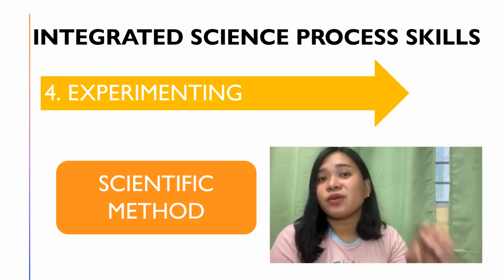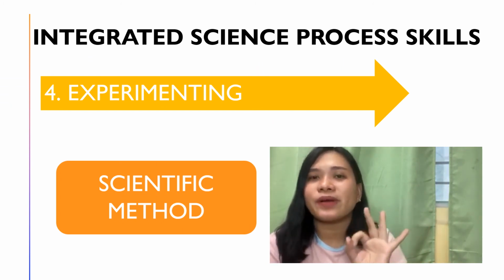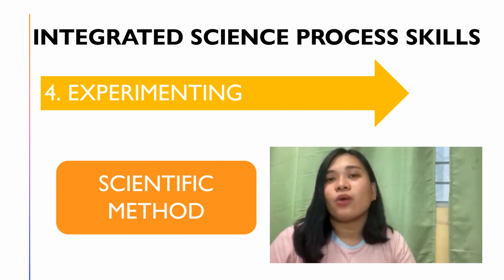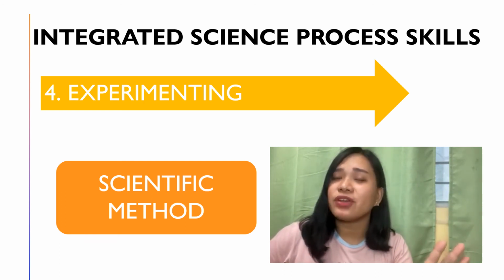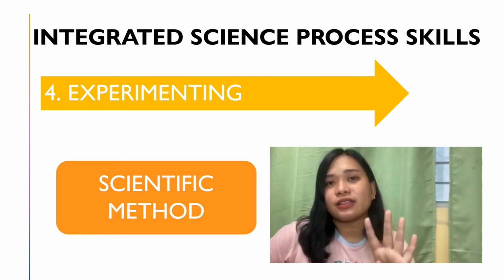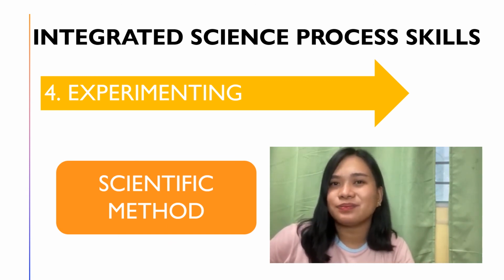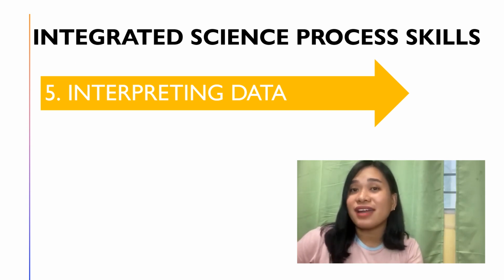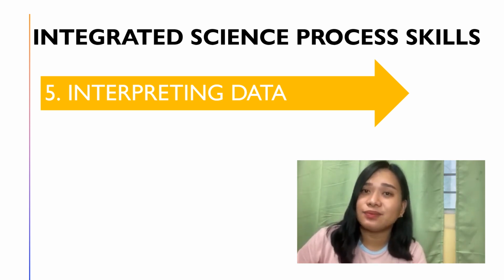When you're done formulating hypothesis, identifying variable, and defining operationally, you are ready to carry out your experiment. When you perform an experiment, you follow the scientific method wherein it caters a step-by-step process for you to carry out the experiment. Once you're already done with your experiment, you are ready to interpret data or the results of your experiment. So how will you interpret or present your data?